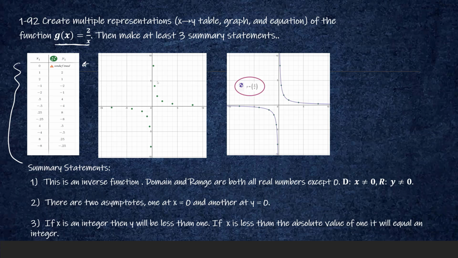Also, number 2, there are 2 asymptotes, one at x equals 0 and another at y equals 0. So a horizontal and vertical asymptote. Number 3, if x is an integer, then y will be less than 1. If x is less than the absolute value of 1, y will equal an integer. So I was looking at the patterns of my x values and what my y values ended up being. So that should hopefully help you a little bit on this problem. Let's move on.